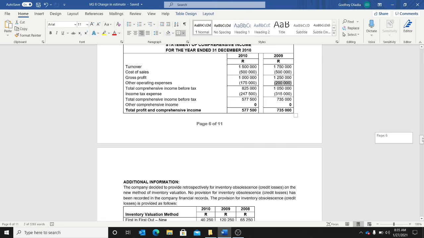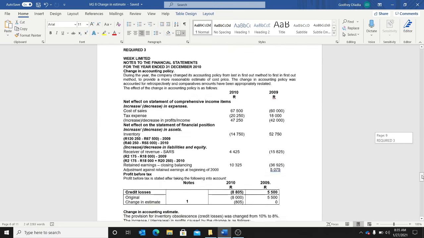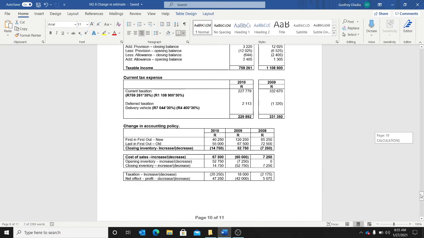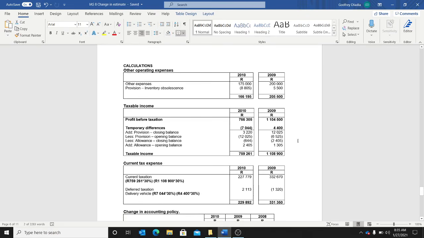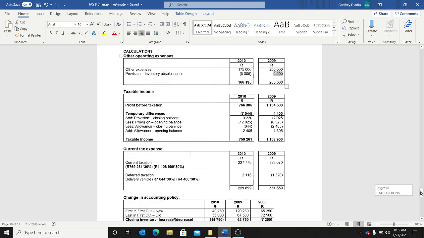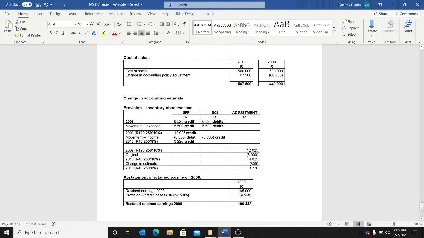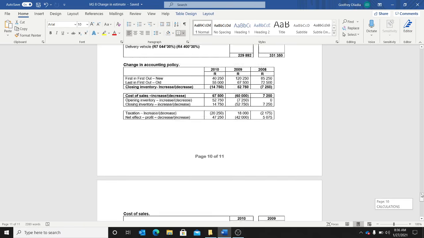In 2009, the 200,000 in other expenses must be adjusted with 5.5. The 5.5 is the movement. It comes from here. Moving from 2008 to 2009, you must adjust with this amount here. Here's the 5.5, which is an expense. Obviously, in 2010, the income is 8,805. Okay, there we go.